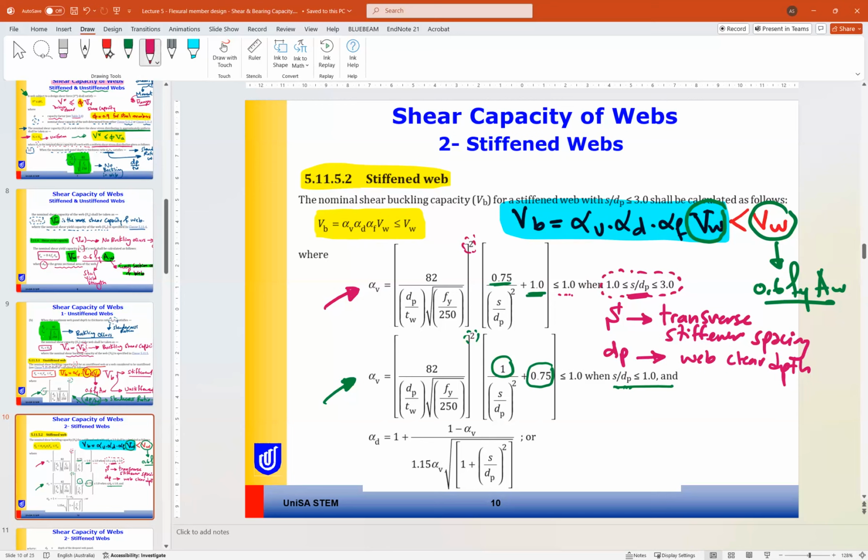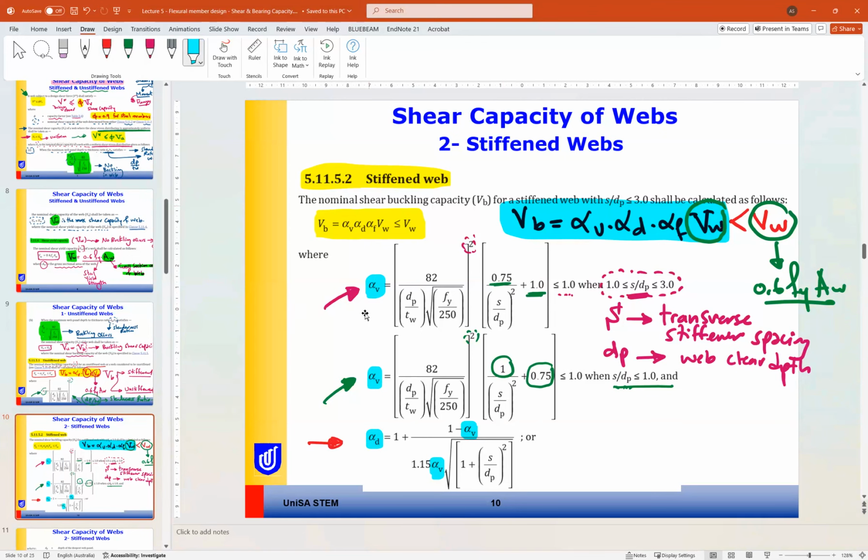For alpha D, it is 1 plus (1 minus alpha V) divided by 1.15 alpha V root (1 plus S over dB squared). As you can see here, the parameter alpha D depends on alpha V. So you should find alpha V first and then find alpha D.